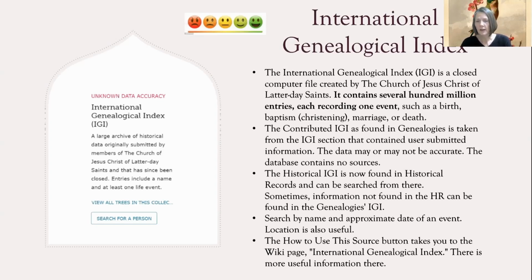So you can search the IGI here by name and approximate date of an event. So you need to know birth, marriage, or death. Those are the only three that are on there: birth, marriage, and death. And location is also very useful, because of course of the different names that people have. If you click on that green how to use this source button that I showed you, it will take you to the wiki page International Genealogical Index, and there's some more information there that will probably be useful for you.